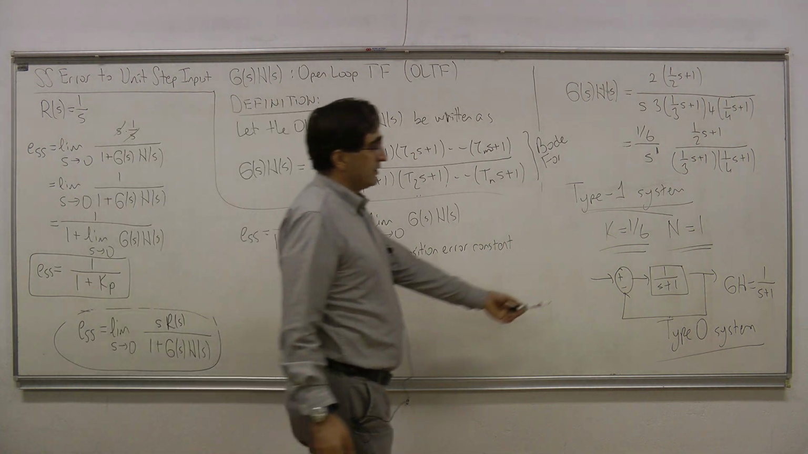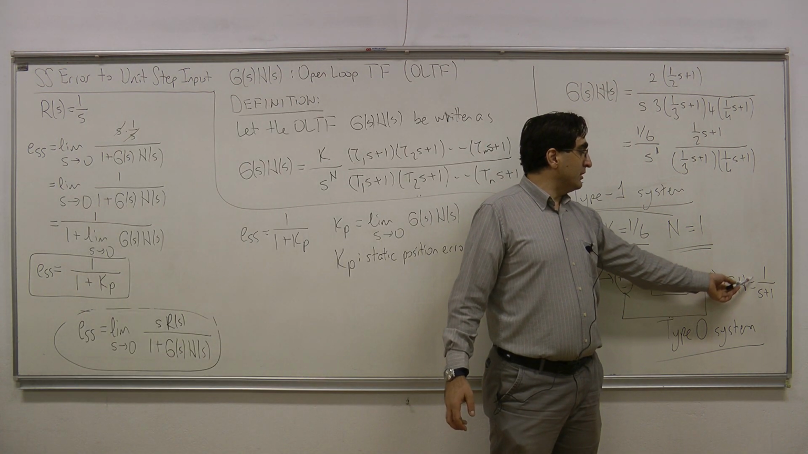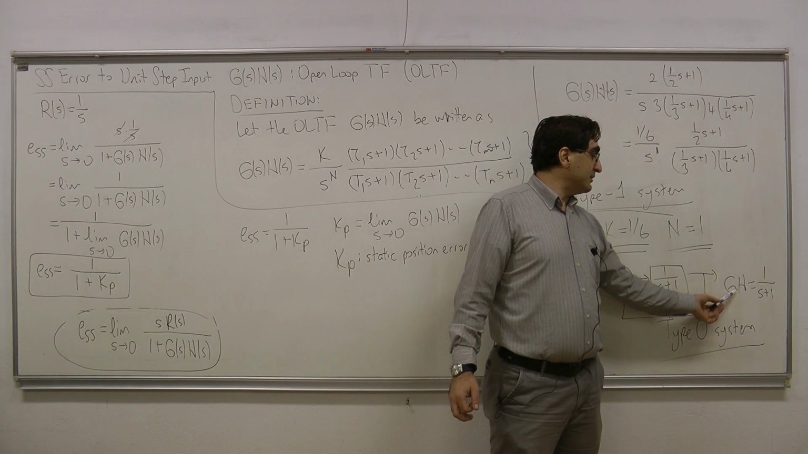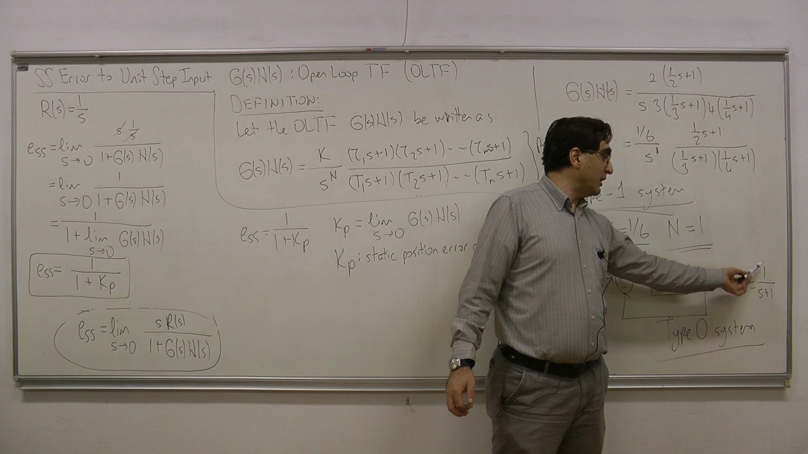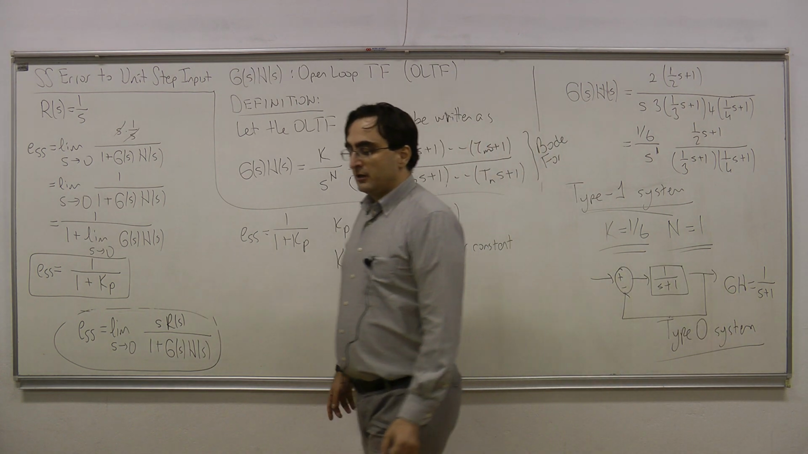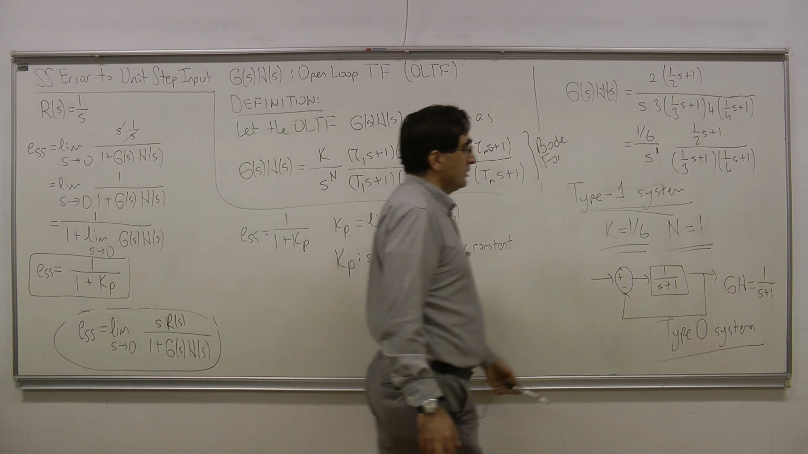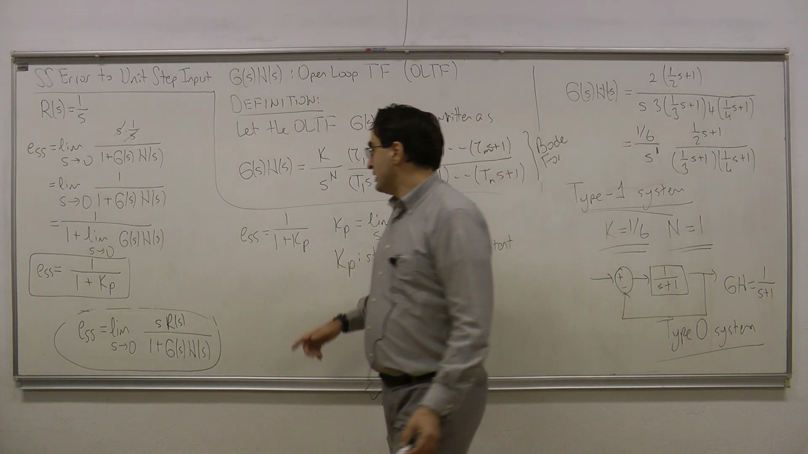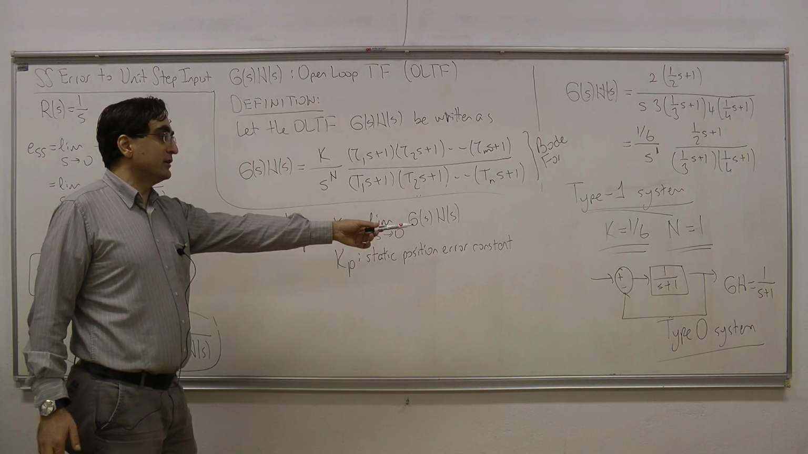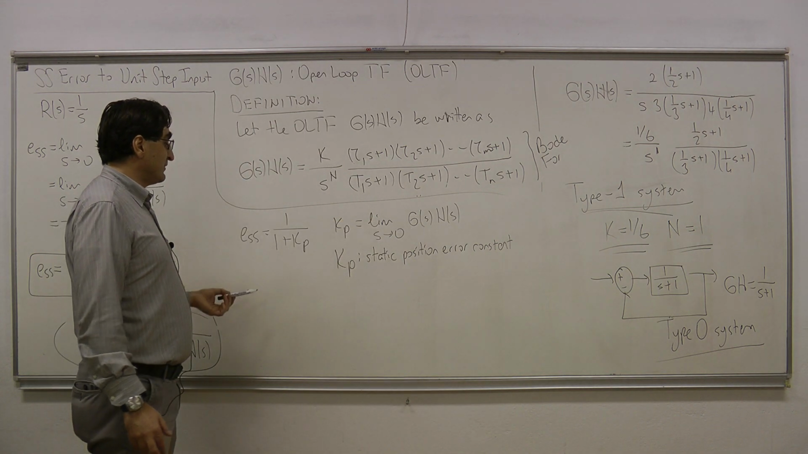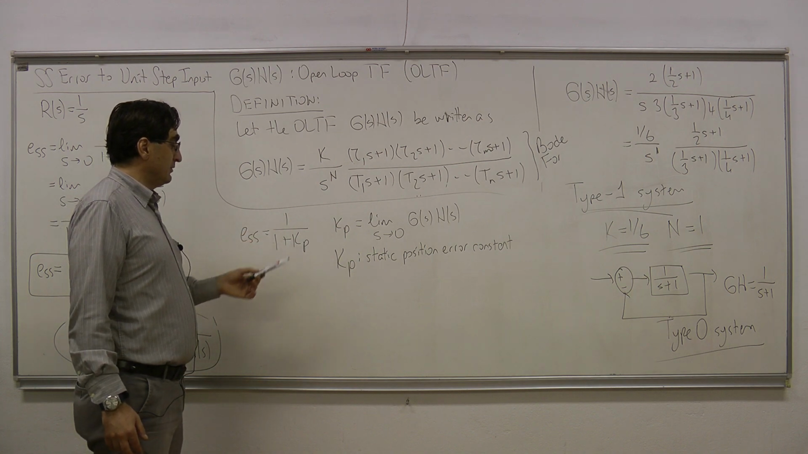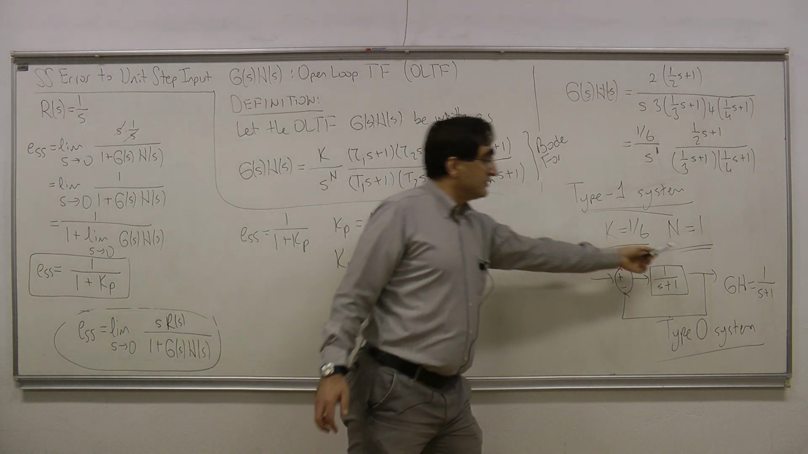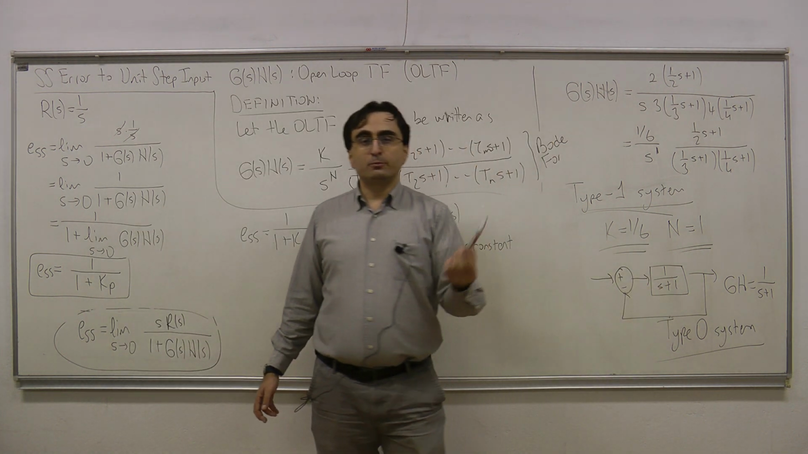And what about this example? In this case, GH is 1 over s plus 1. If I let s go to 0 here, I would obtain just 1. So the static position error constant for this system is equal to 1. That means that the steady state error for that system to a unit step would be 1 over 1 plus Kp, which is 1 over 2. So the steady state error of this system to a unit step input would be 1 over 2.